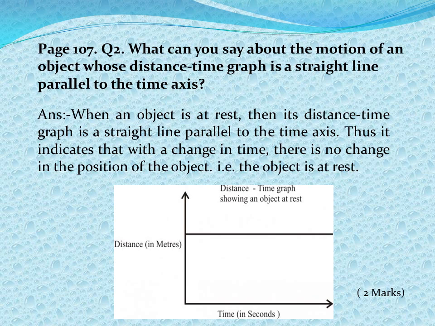Page number 107, question number 2. What can you say about the motion of an object whose distance time graph is a straight line parallel to the time axis? Answer. When an object is at rest, then its distance time graph is a straight line parallel to the time axis. Thus, it indicates that with a change in time, there is no change in the position of the object, that means the object is at rest.